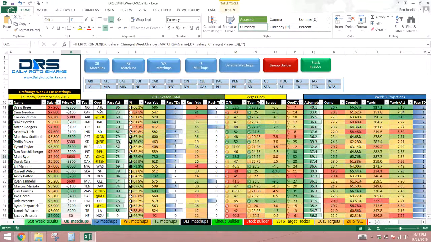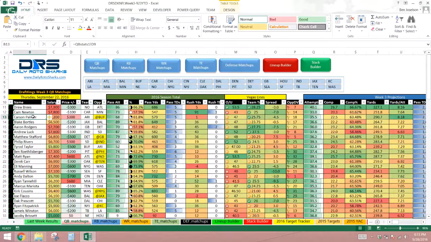Then you have the team and the opponent right here. The yellow is showing you people that are playing away. So if you see a yellow pop up, that means Carson Palmer at Buffalo, Stafford at Green Bay, Rivers at Indianapolis. What we've seen so far is that it's better off to pick quarterbacks at home. They just play much better at home. So we like to point that out for people.